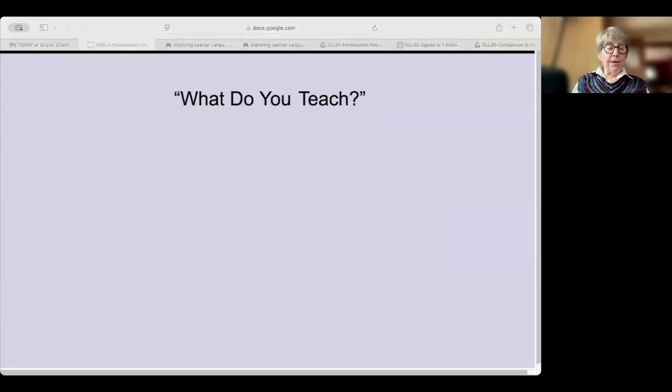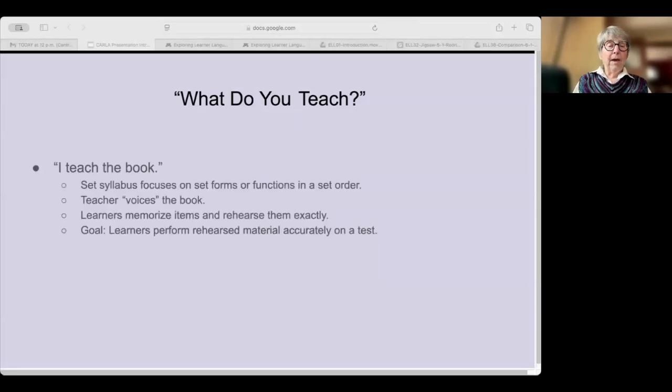So many moons ago, when I first started teaching in high school, I asked an older teacher in the teacher's lounge, "What do you teach?" And I expected the answer to include mention of students, for example, freshmen or sophomores, or subject matter, for example, math or French. And instead, the teacher said, "I teach Lotto." In other words, I teach the book. And in this approach, there's a set syllabus in the book, focusing on set forms and functions in a set order. And the job of the teacher is to simply voice the book, read it out loud.